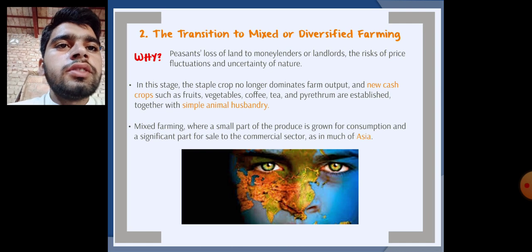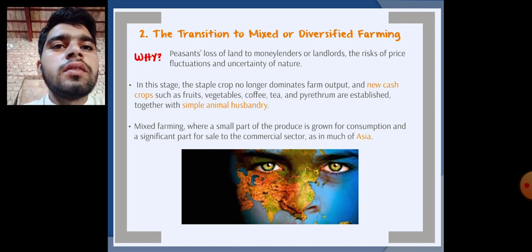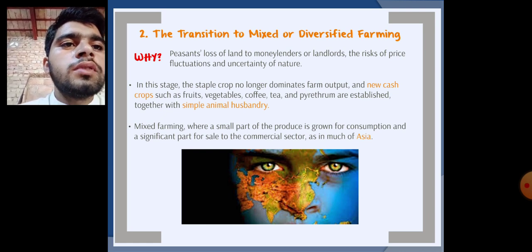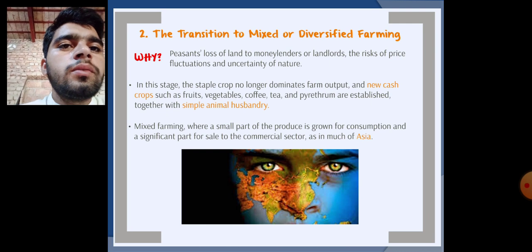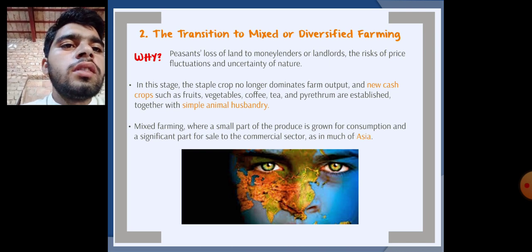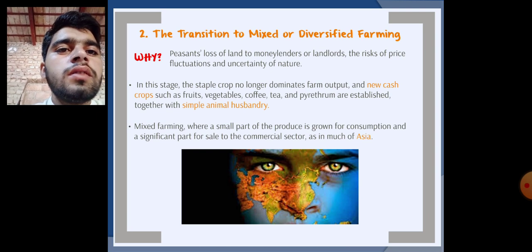The transition to mixed or diversified farming. Why? Reduction of risk of loss of land to landlords, the risk of price fluctuations and uncertainty of nature. In this stage, the staple crop no longer dominates farm output, and new cash crops such as fruits, vegetables, coffee, tea and others are established together with simple animal husbandry.